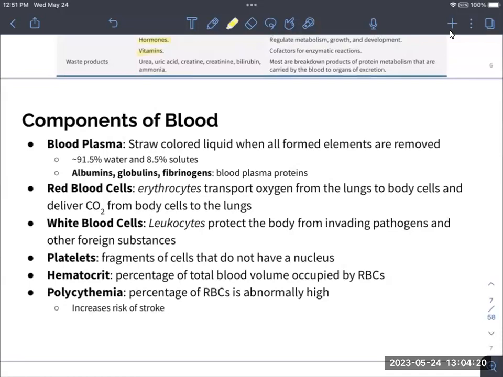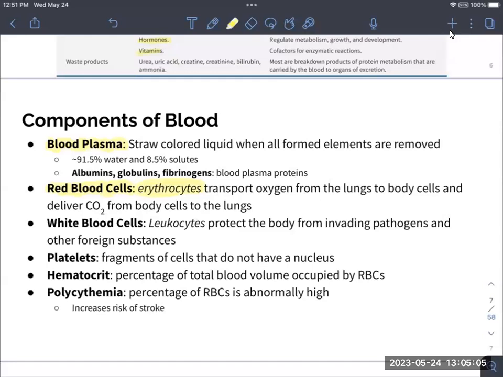That blood plasma, I mentioned, is a straw-colored liquid. Once you let a test tube of blood settle or you spin it in a centrifuge, that blood plasma is always going to be at the top. The other name for red blood cells is erythrocytes. Red blood cells is the more common name, while erythrocytes is used more in the medical community.